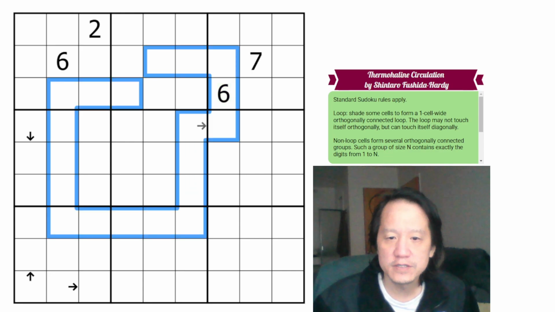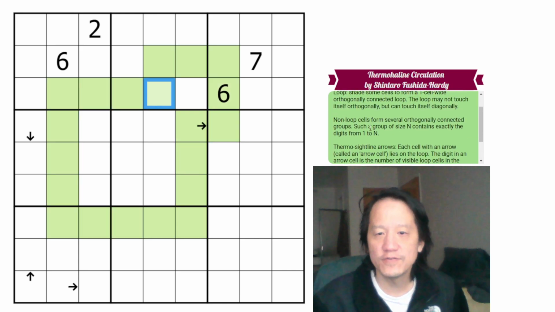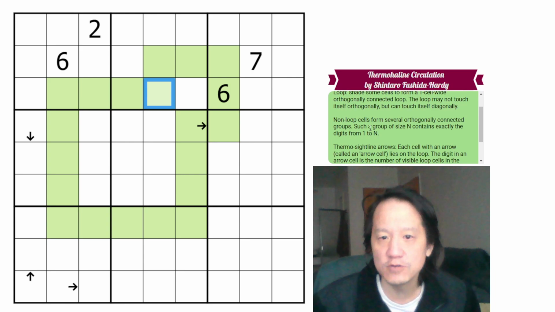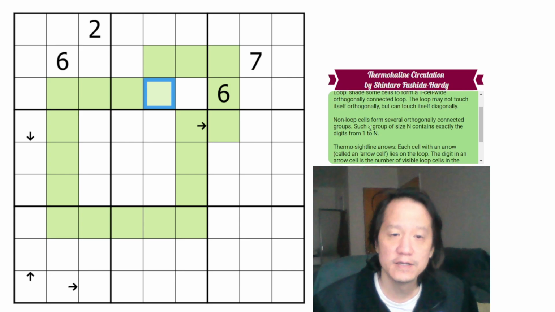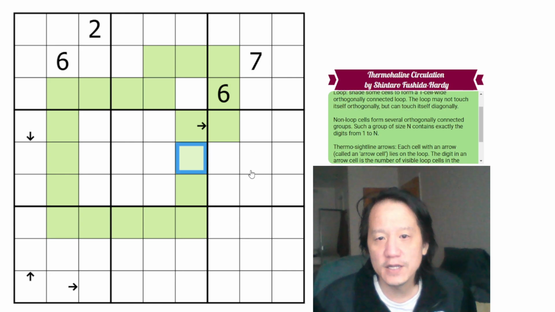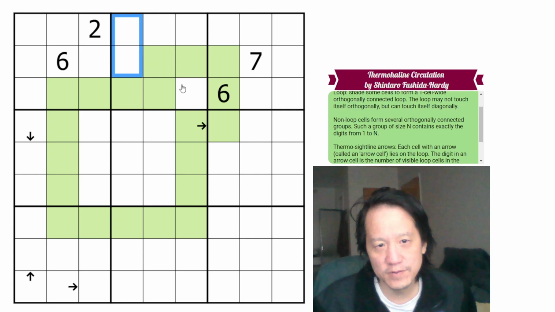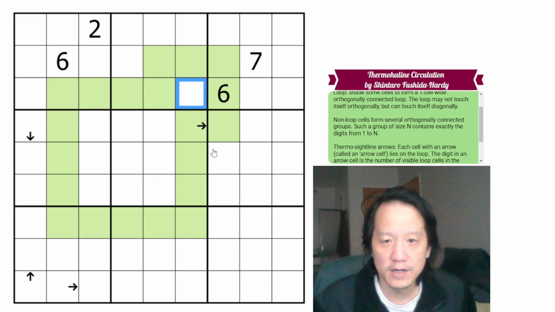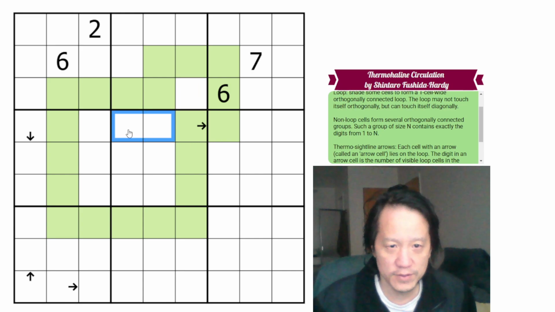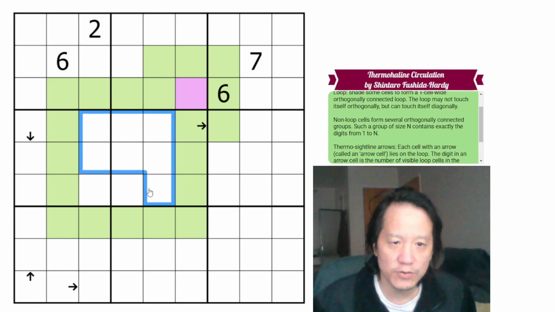Non-loop cells. Non-loop cells form several orthogonally connected groups. Such a group of size n contains exactly the digits from 1 to n. Okay, so I think that's saying that this would be an orthogonally connected group. This would obviously be an orthogonally connected group. This would obviously be an orthogonally connected group.